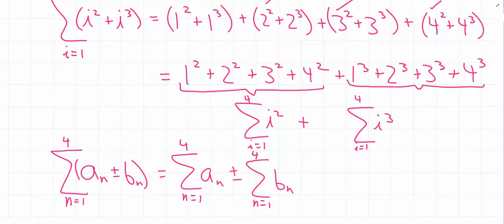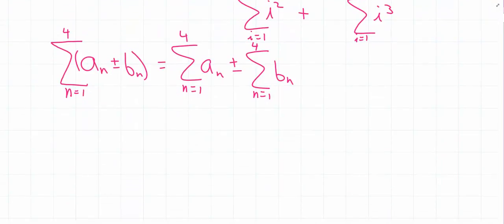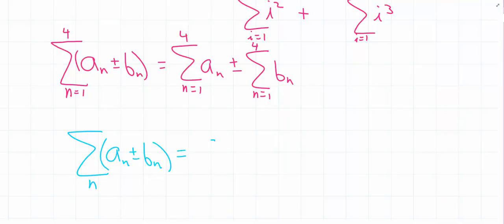Okay, does everybody see that? Now we could be a little more general with it. We could say, summing over n, whatever n may be, A sub n plus or minus B sub n. This is the way we could be a little more general. It's the sum over n of A sub n plus or minus the sum over n of B sub n. Okay? Any questions about that? Okay, so that's one of the properties of summation that we want to look at.